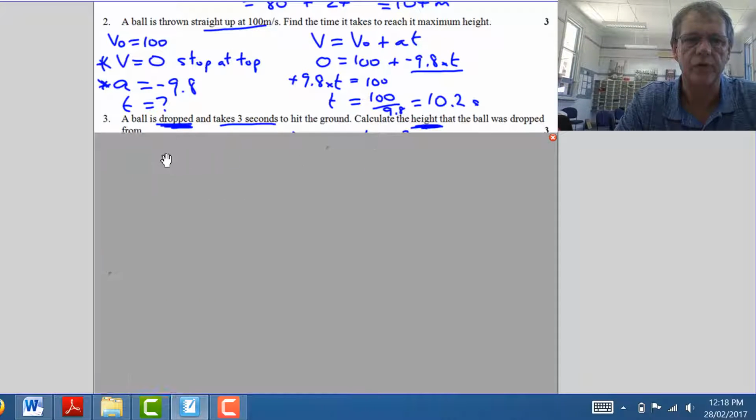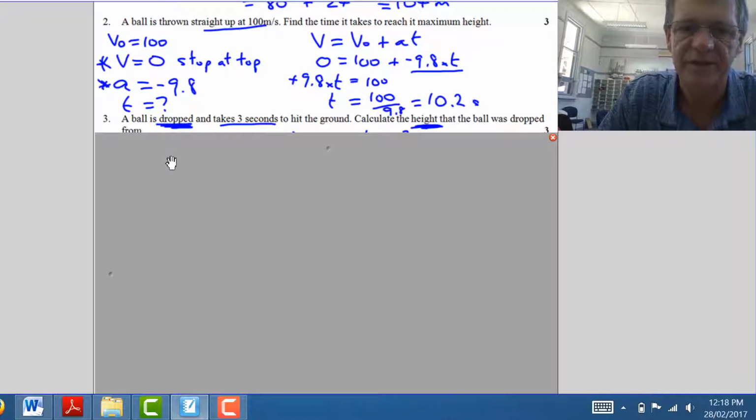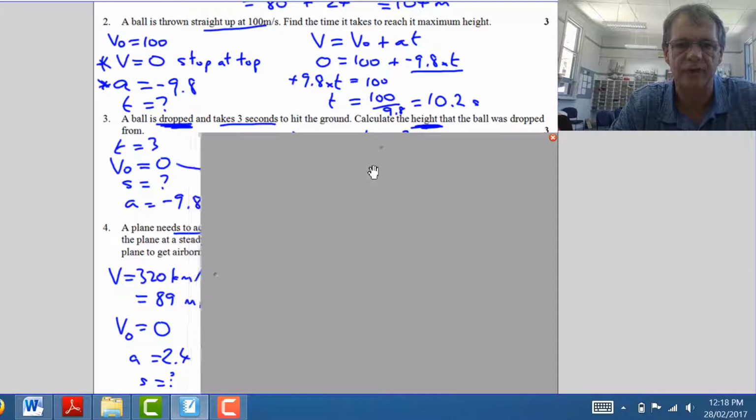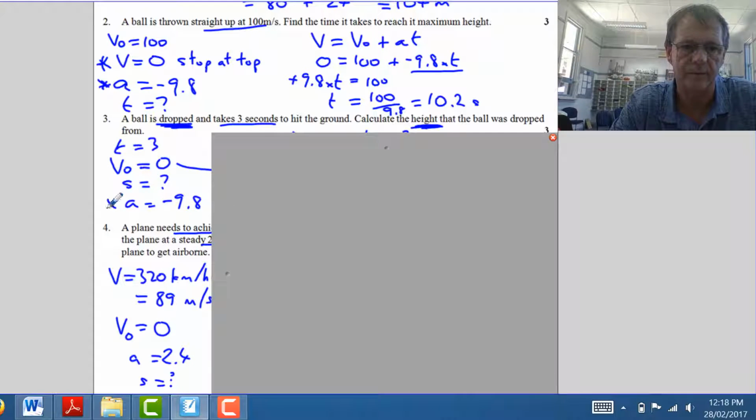When you're doing the next one, the ball is dropped. It's going to take 3 seconds to hit the ground. Now, dropped means the starting velocity is 0 because it's being released, not thrown. It's going to take a time of 3, and we want to work out the height it's dropped from, going backwards. So don't forget the acceleration is 9.8, and when you're substituting, that will be on the sheet there: negative 9.8, the acceleration due to gravity.